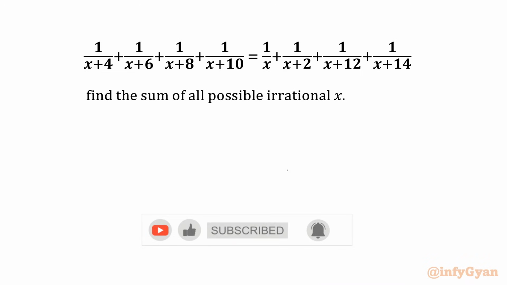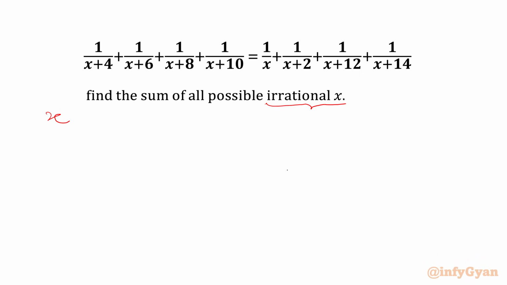Today in this video we have another very interesting question from algebra. We have to find the sum of all possible irrational roots. So let's get started by writing our denominators cannot be 0. So our answer cannot be -4, -6, -8, -10, 0, -2, -12, -14.